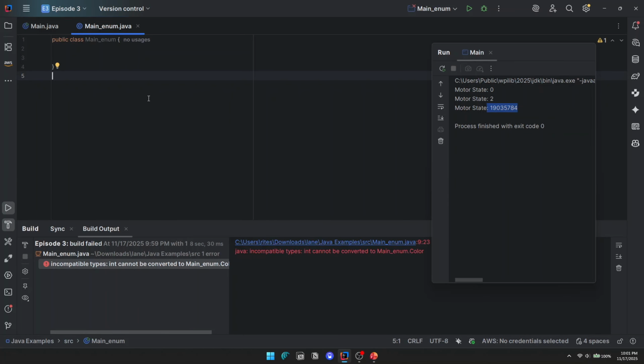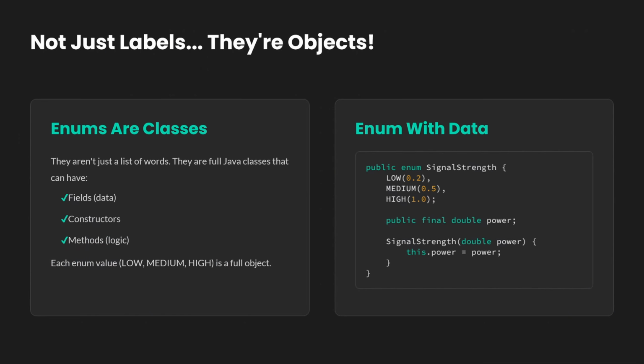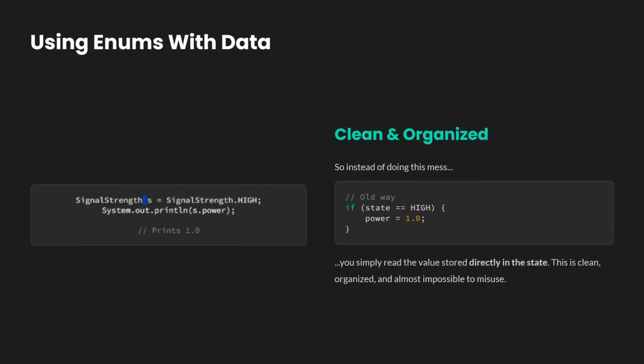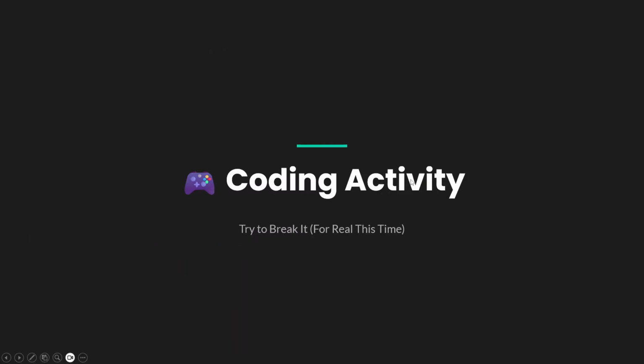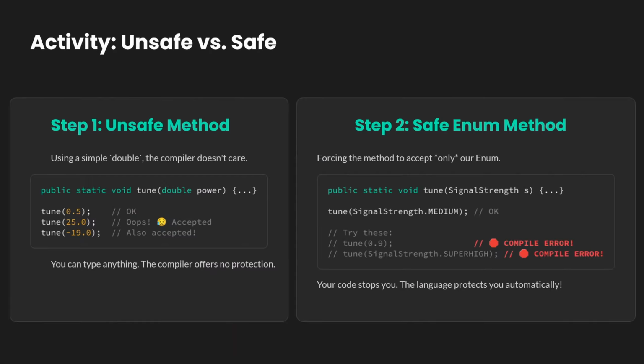So now we know enums could be a class, kind of like this. You have all your enum list, and then that's your class. SignalStrength(double power) is your constructor. So it's gonna construct this object for each and every single item in your list. So low is an object, medium is an object, high is an object. But how do I actually make it safe? And why is this safe?